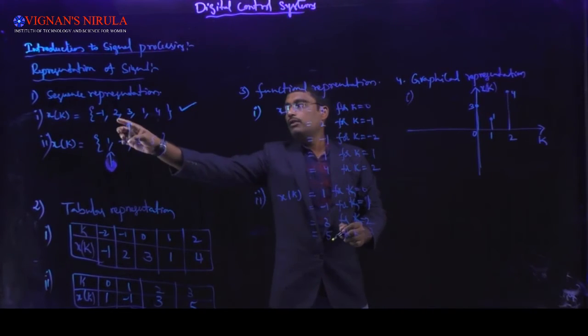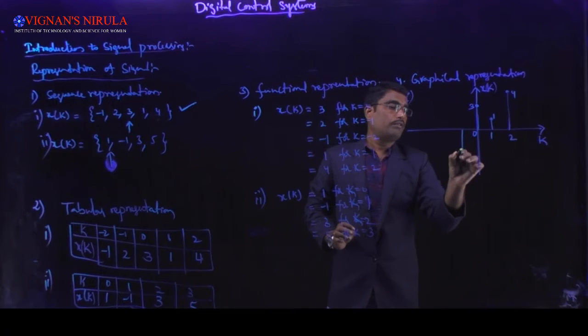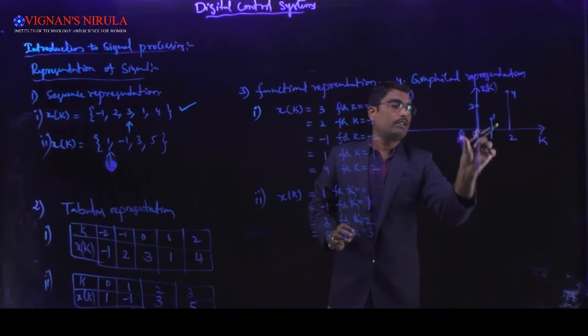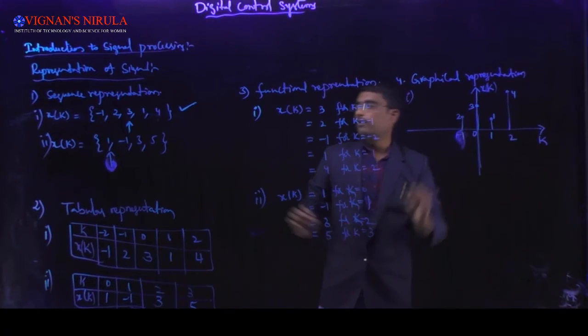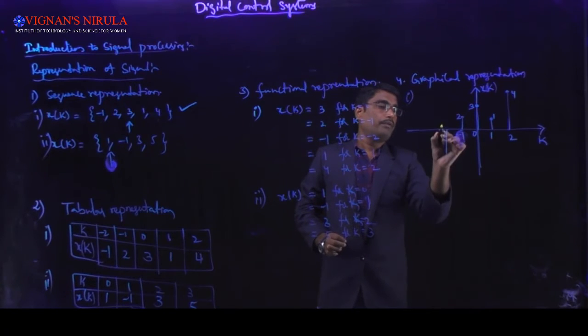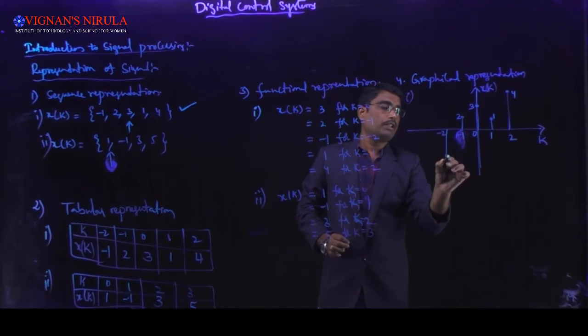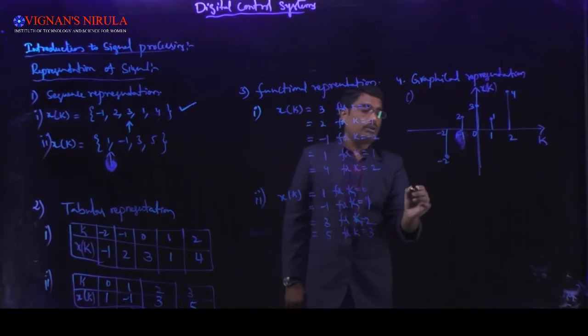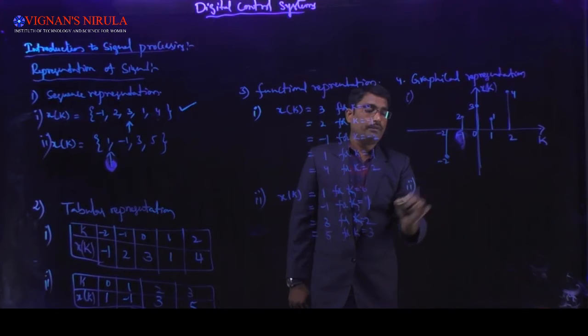Now for k equals minus 1, this is having an amplitude of 2. For k equals minus 2, this is having an amplitude of minus 2. In this way we can represent graphically.